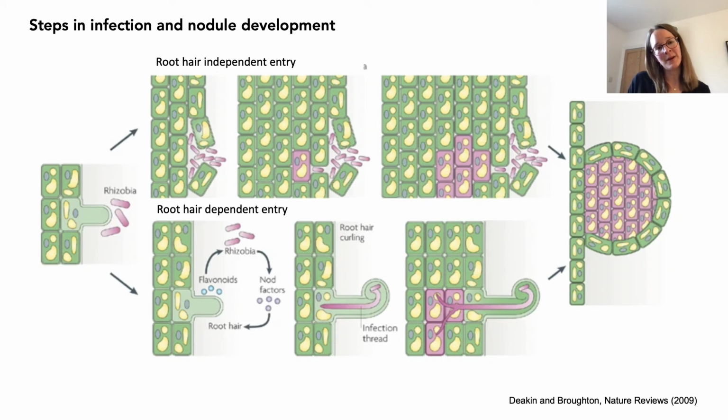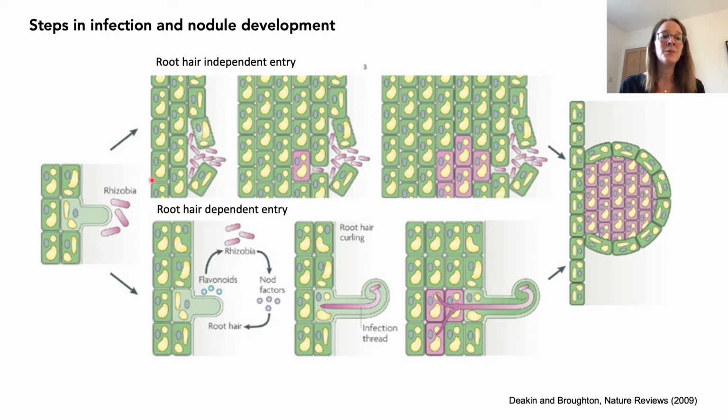Now, similar to the mycorrhizal symbiosis, we know a lot through plant genetics about the steps in infection and nodule development. And there's two main routes that rhizobia can use to colonize the plant roots. There's the root hair independent entry, which is also called the crack entry. So here we've got cracks in the root surface, and that's where these rhizobial bacteria can enter. And then the cortical cells start cell divisions, and nodules are being formed, and these rhizobia can then live inside the cells in a nodule.